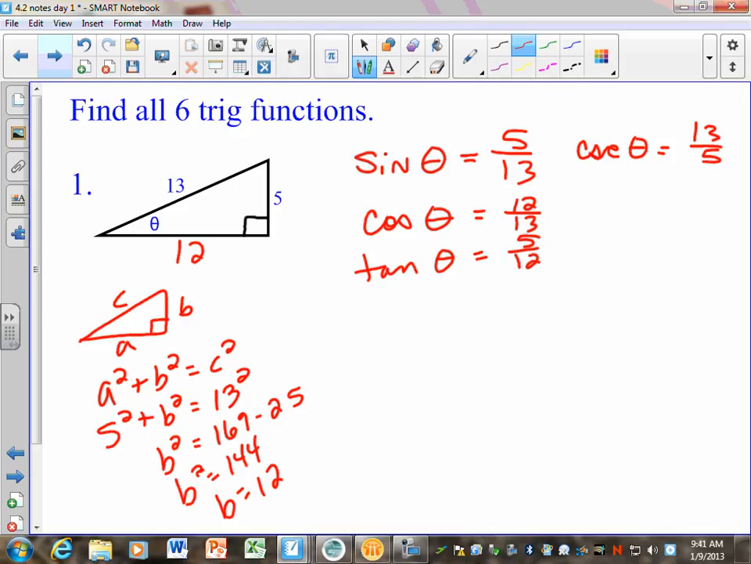We could. It's hypotenuse over opposite. But I always just find the 3, and then I flip them over. The reciprocal of cosine is secant of theta, and it's going to be 13 over 12. And the reciprocal function of tangent is cotangent, and it's going to be 12 over 5. That's all 6 functions. All right.